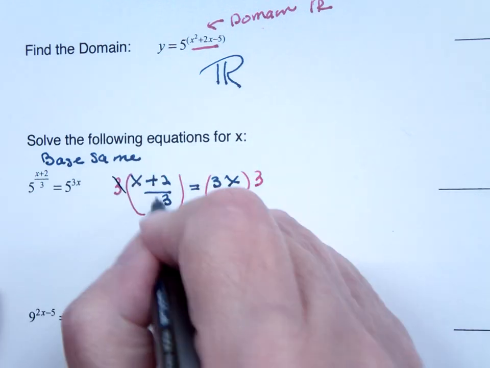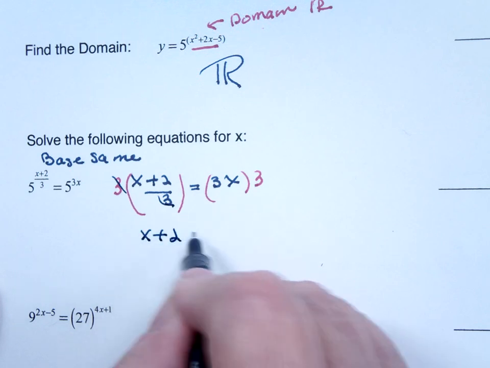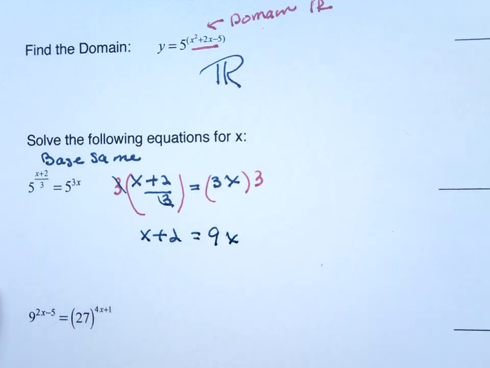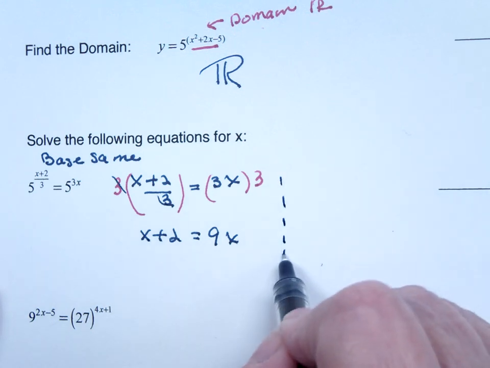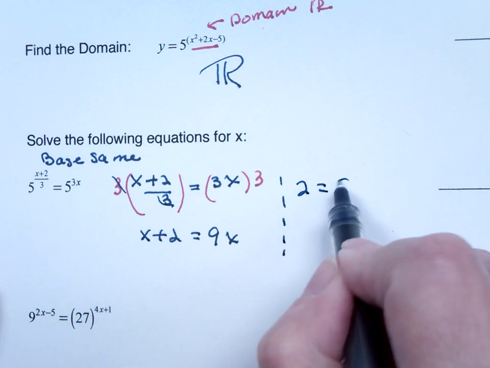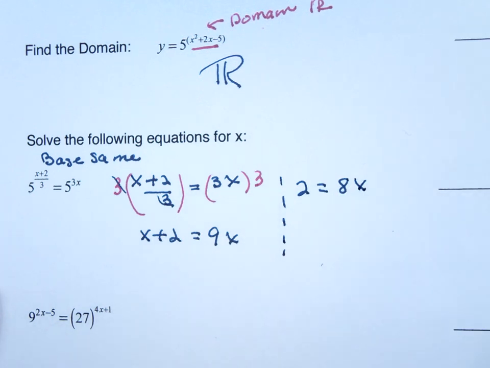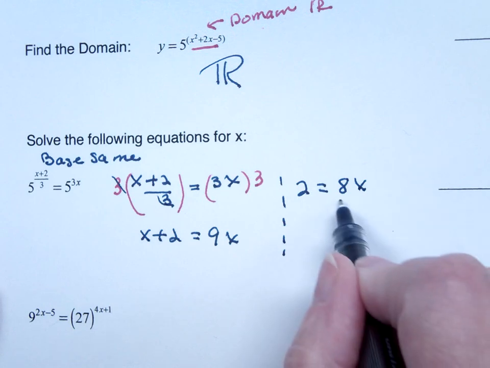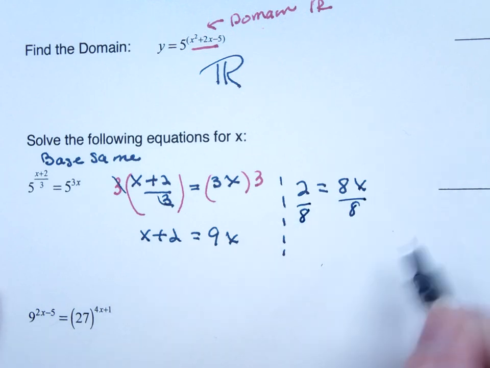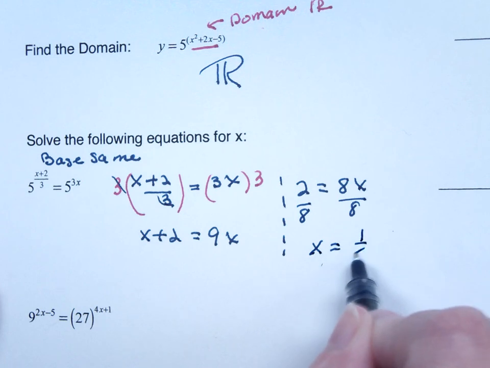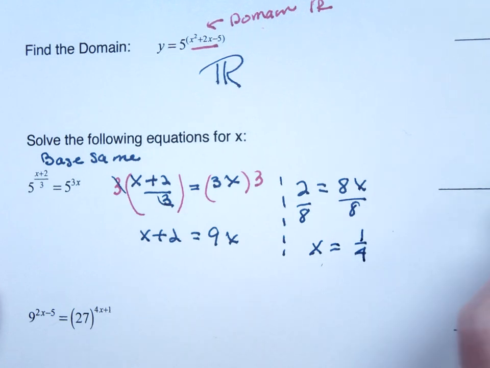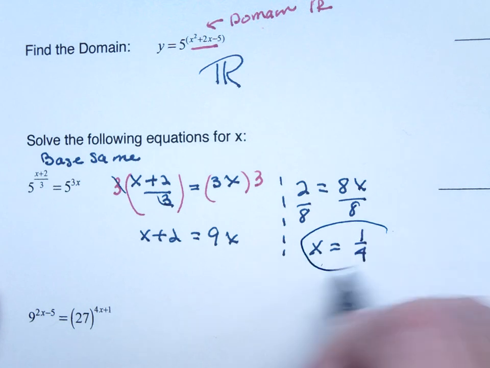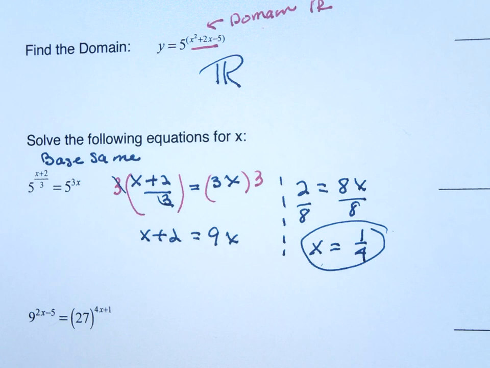So the 3's reduce out. This says that x plus 2 equals 9x. Or the 2 is equal to 8x. Divide both sides by 8 so that x is 1/4. Not a problem because the domain of this guy is all real numbers. He's an exponential.